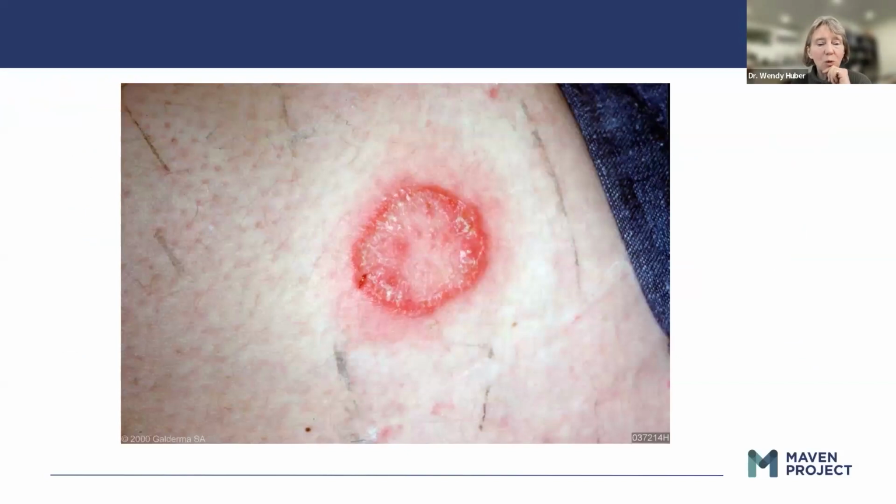Tinea corporis. So what I want you to see in this slide is the fact that we've got a raised border. It's a very well-defined rash. Anytime you see something with a raised border that looks like this, you need to do a KOH. Oftentimes tinea corporis is just one spot, but it can be many.